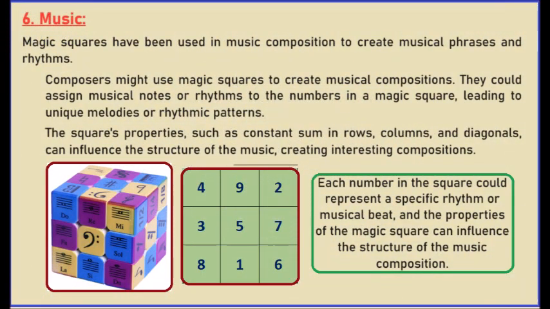6. Music. Magic squares have been used in music composition to create musical phrases and rhythms. Composers might use magic squares to create musical compositions. They could assign musical notes or rhythms to the numbers in a magic square, leading to unique melodies or rhythmic patterns. The square's properties, such as constant sum in rows, columns, and diagonals, can influence the structure of the music, creating interesting compositions. Use a 3x3 magic square to create a musical rhythm as given. Each number in the square could represent a specific rhythm or musical beat, and the properties of the magic square can influence the structure of the music composition.